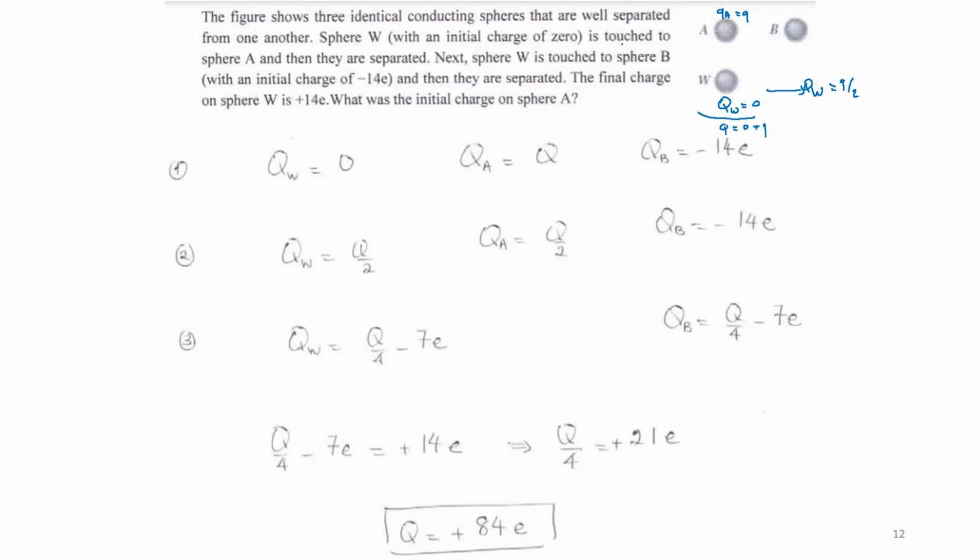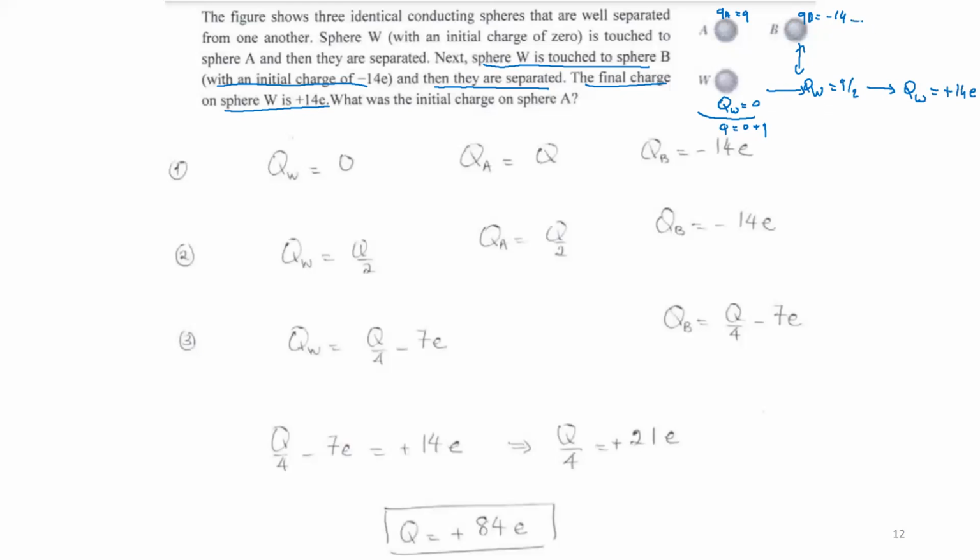Now that's what I did here. So W and A are touching each other, then separated, and each of them has half Q. Then sphere W is touched to sphere B, and the initial QB is minus 14. Do you agree with me? It's given here with an initial charge of minus 14. So they touch each other and then they are separated, okay? Now the final charge for W is plus 14. So after these two touch each other, QB is minus 14, QW is Q divided by 2. After they touch each other, the new QW is plus 14.